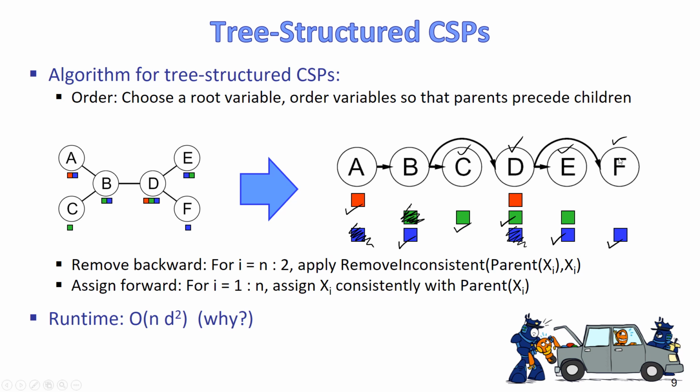So each node can have more than one arc coming to it, because here if you look at this pseudocode, it says for i equal n to 2, so backward, parent of x_n and x_n, so parent of this node, which is D, and that node. So is it always the case that we have just one arc coming to a node, or it can be more than one arc? Incoming.